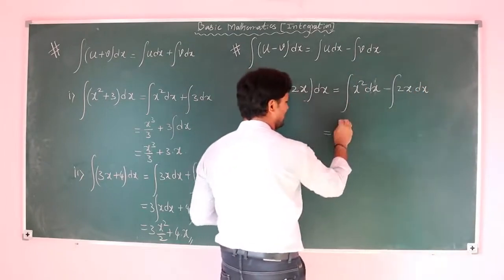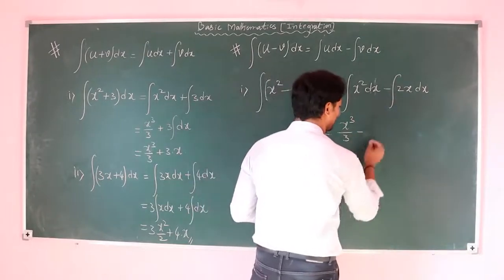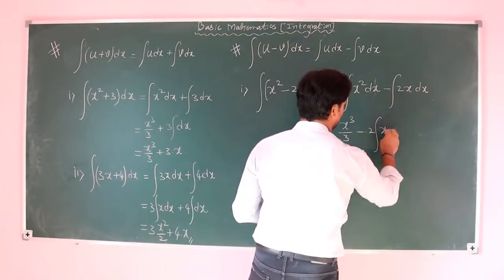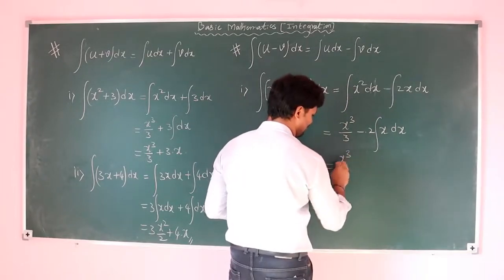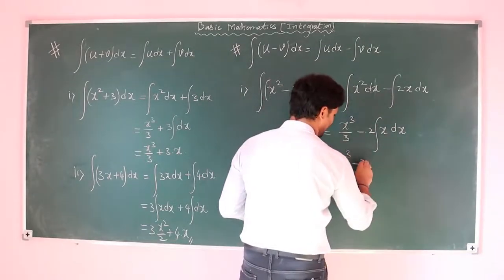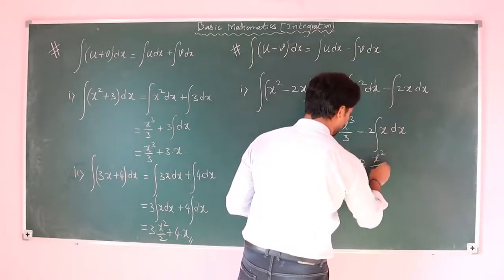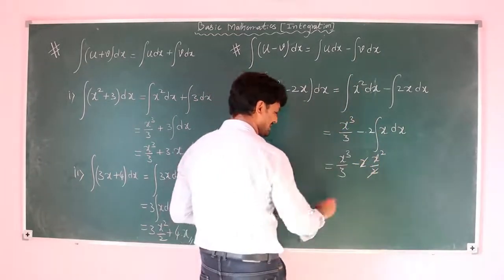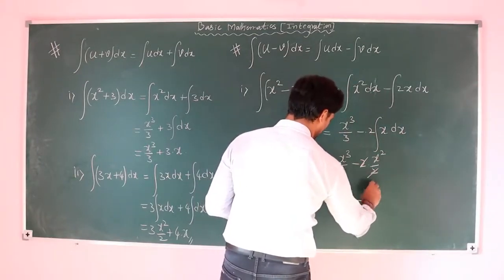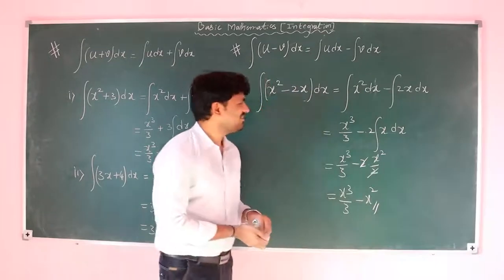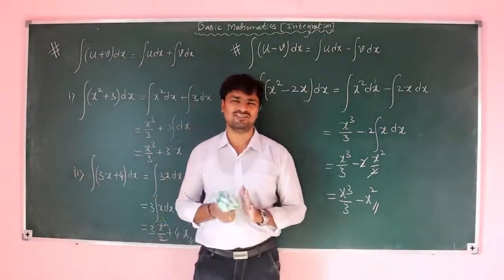Integral x square means x cube by 3. Minus is minus only. 2 into integral dx. So the value is x cube by 3 minus 2 into integral x, which is x square by 2. The 2 cancels. So then how much are you getting? x cube by 3 minus x square. So like that we can take many examples based on this.